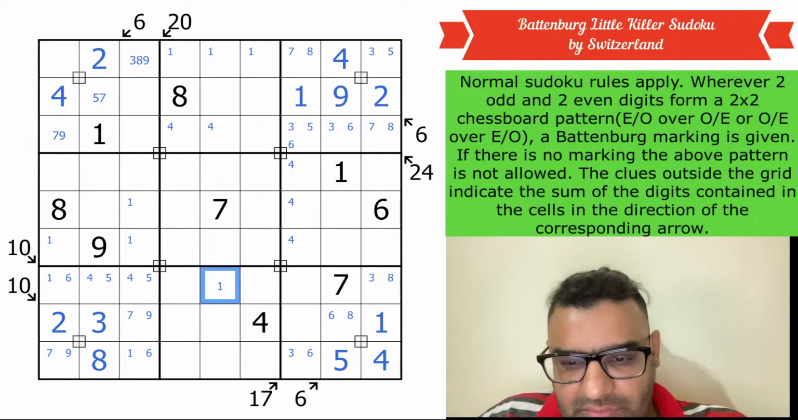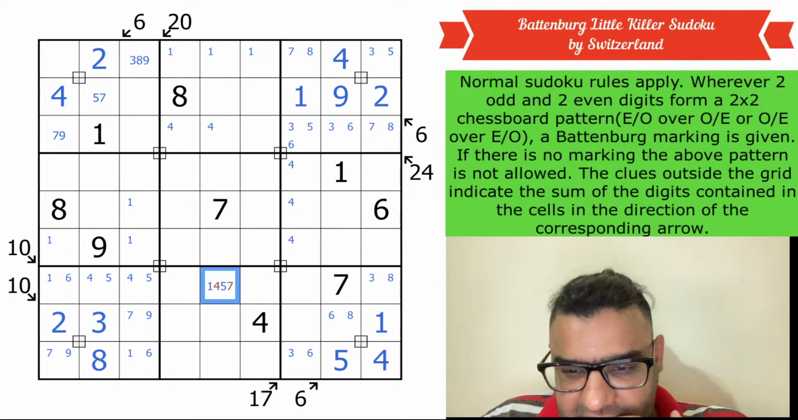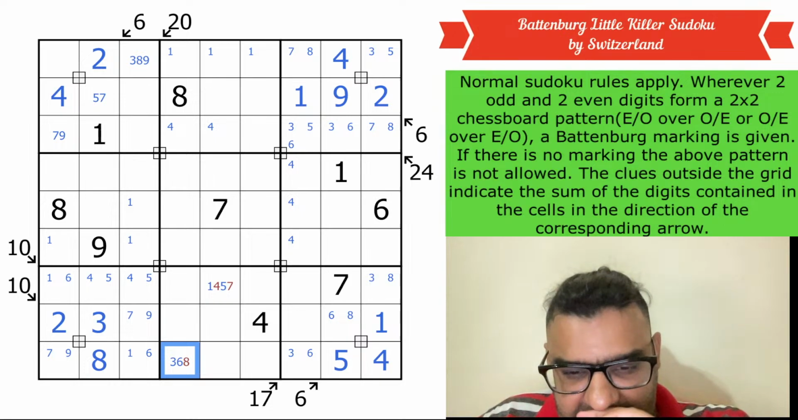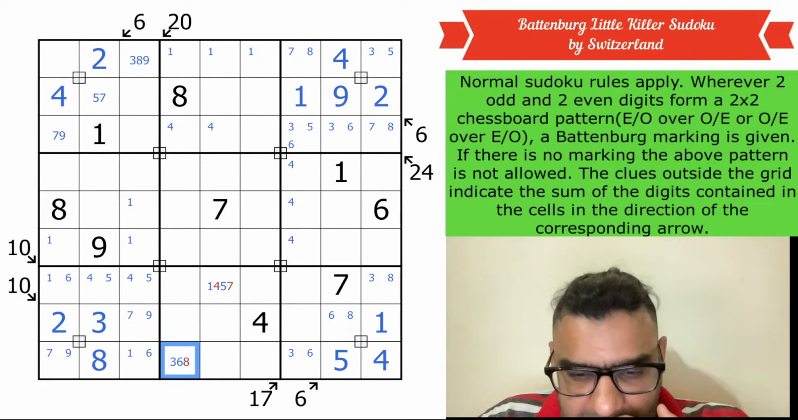If I put 1, 4, 5, 7, that is already written there, and we already know. Is it going to be 3, 6, and 8? 8 and 6 is 14 and 3 is 17. Okay, how can we achieve 17 again?